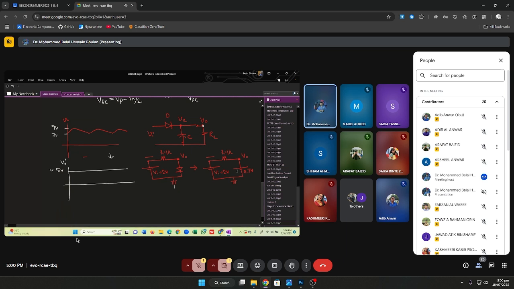Now tell me, if I want 5 volt or closer to 5 volt here, what can I do? Any idea? I'm asking you. You can come up with any wild idea. Whatever idea you might be thinking, even if it seems too weird, just let it out. Reduce the resistance. Okay, we could do that. Anything else?